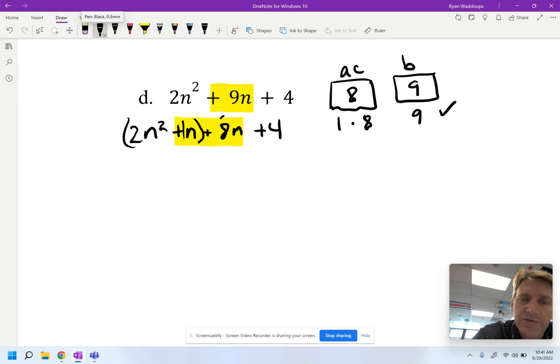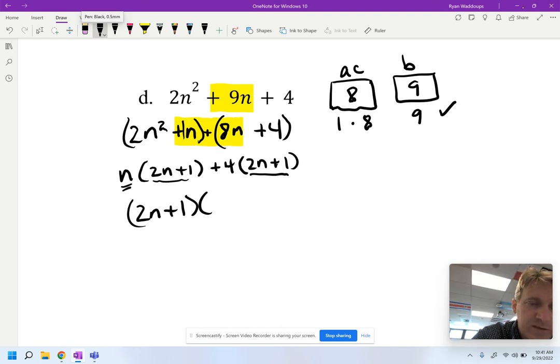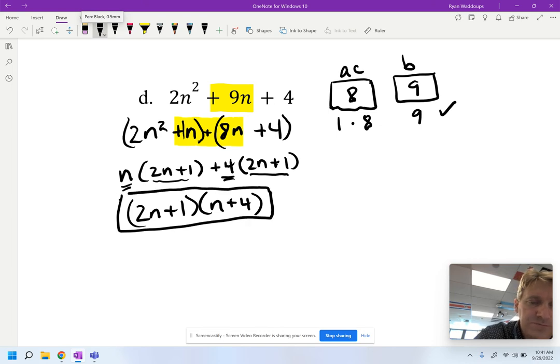Group these first two terms together, group these last two terms together, and then factor out an n. That'd be 2n plus 1. And factor out, let's see, 4. 4 times 2n would give me 8n, and 4 times 1 gives me 4. So the common factor is 2n plus 1, and I factor out 2n plus 1. I'm left with n here and plus 4 here. And those are our factors.